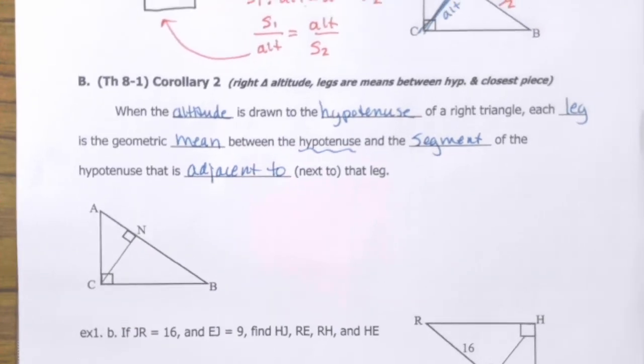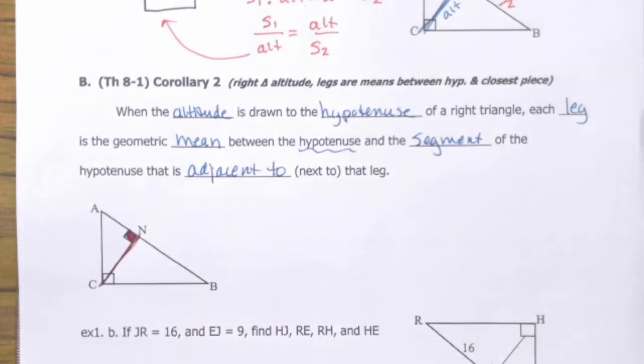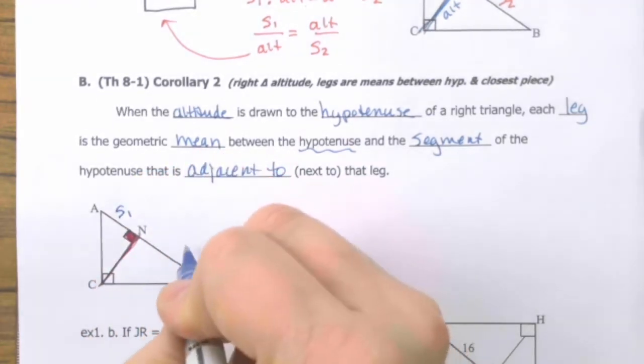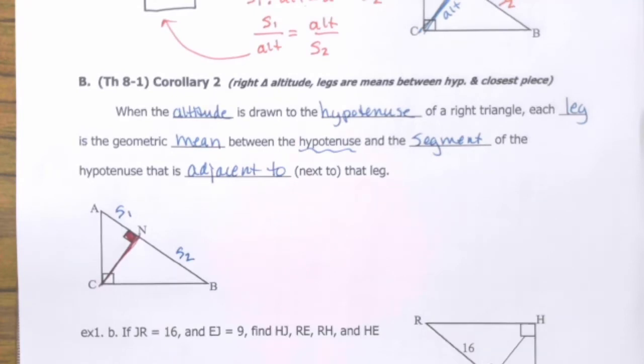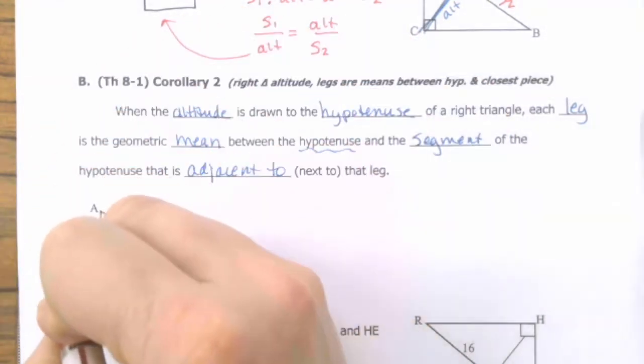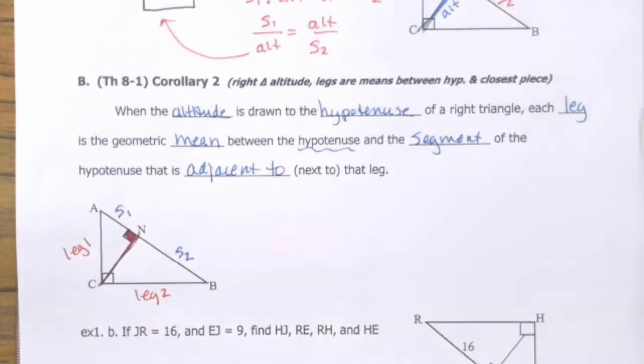Okay, so let's pick this apart. First of all, we have CN. There's our altitude, it's perpendicular. And our altitude breaks the hypotenuse into S sub 1, the small segment, and S sub 2, the large segment. And in a right triangle, the legs are the sides that make up the 90. So we're going to call this one leg 1 and this one leg 2.